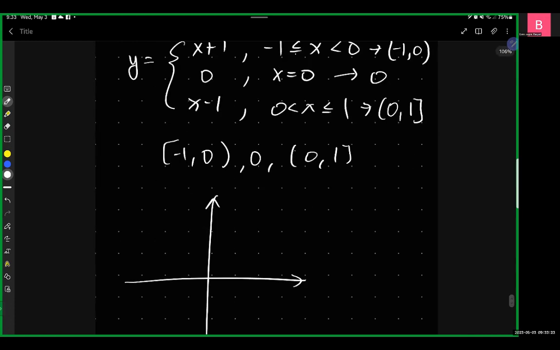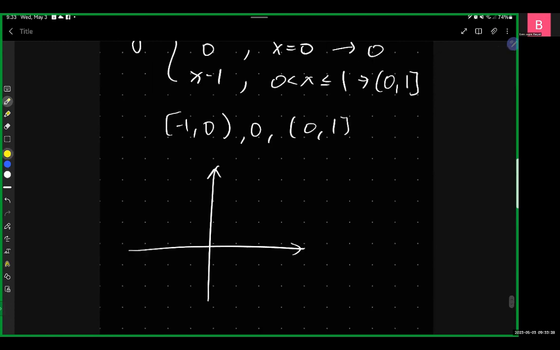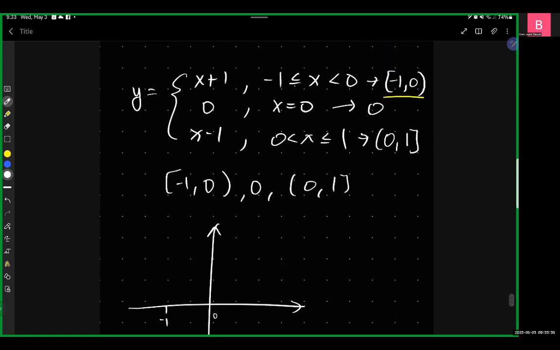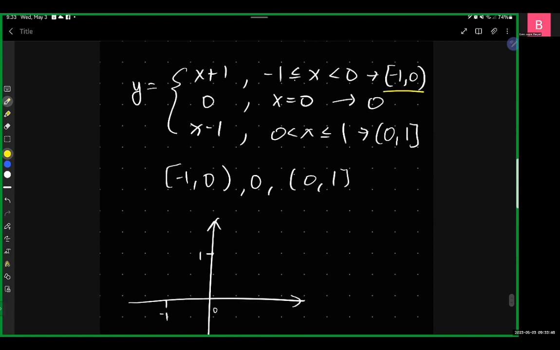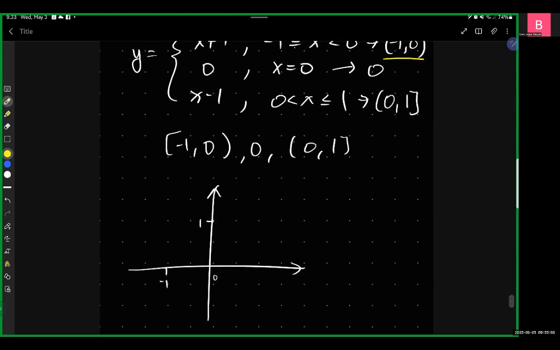Okay, so let's start with the first case. For the interval -1 and 0. So this is -1, and this is 0. And then you see the function y is described by y is equal to x plus 1. So meaning when x is 0, y is 1. This is 1. So your function looks like this. We will add the markers later. But at -1, y is equal to 0.